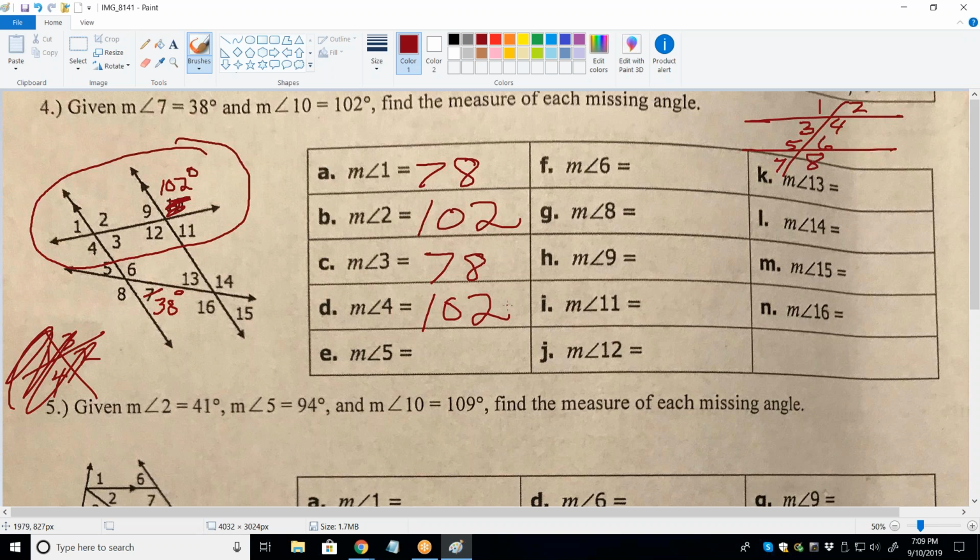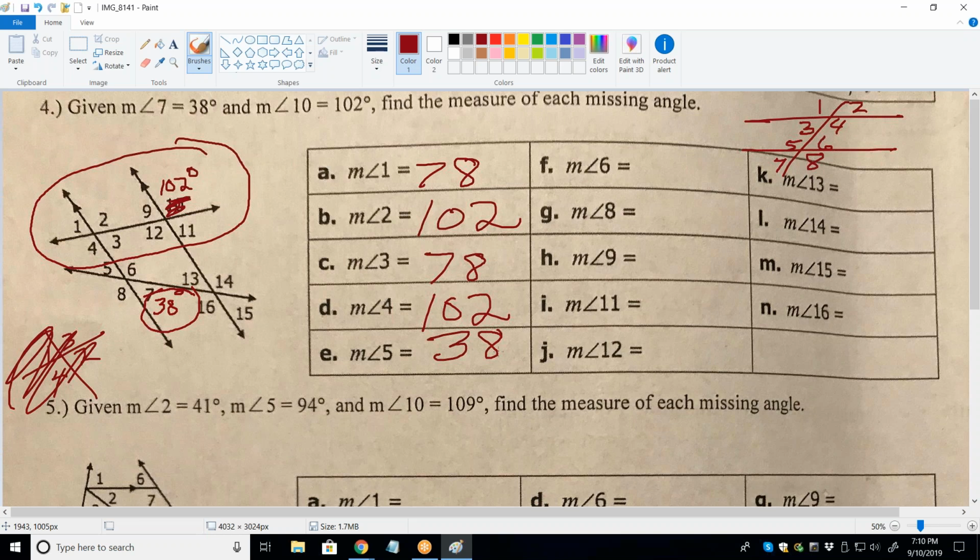Now 5, we need to figure out 5 based on this angle, because all of a sudden when we're looking at 5, we're looking at two different parallel lines and a different transversal. So which is 5 equal to? 5 is equal to 7. What's 5 equal to? They've given you 7. 38. Okay. 6 is equal to what? 8. 6 is supplemental with what? Vertical angle with 8. 5. Okay.